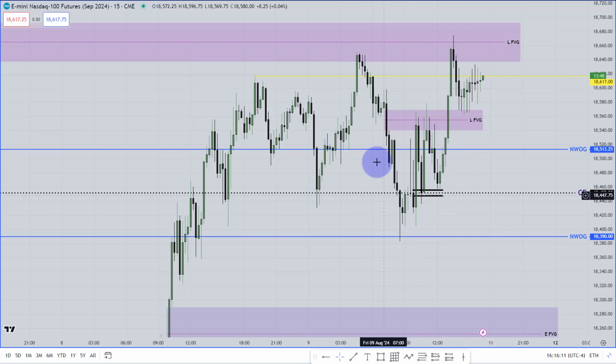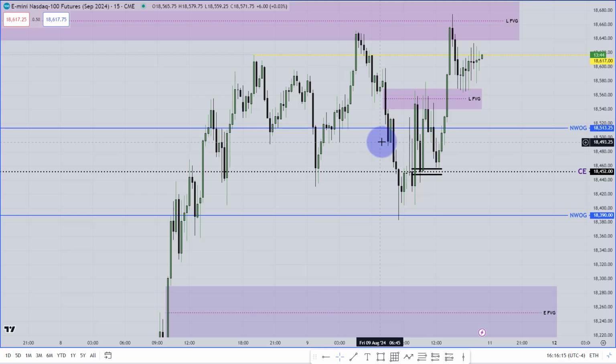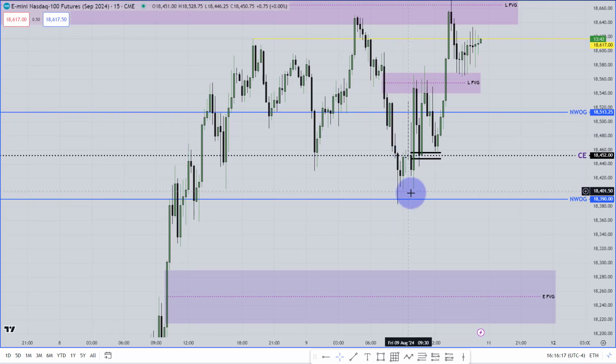Now over here you can see this is the new week opening gap I have from Sunday. So if I would love to look for sell, I have to wait to see that the market has broken this new week opening gap low from the 15-minute chart.